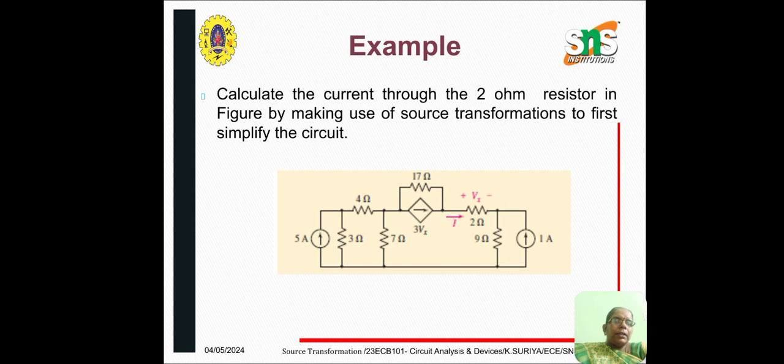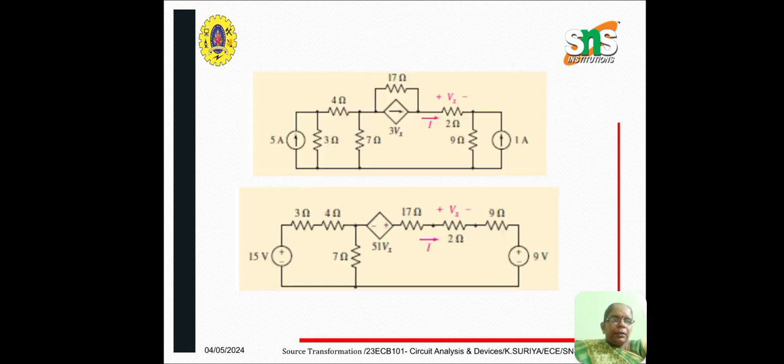This is another example. Here you have to find out the current through the 2 ohm resistor in the figure. You have to use the source transformation technique. First we can convert this 5 amps current source into a voltage source. So 5 into 3 is equal to 15 volts in series with 3 ohms.